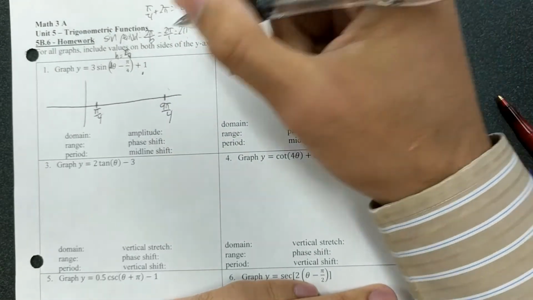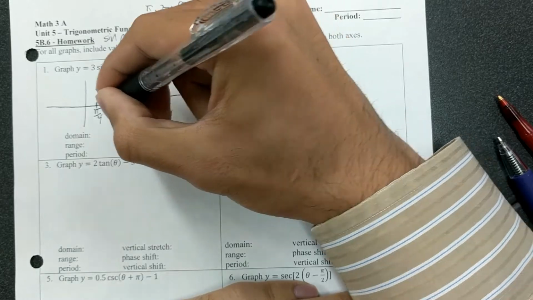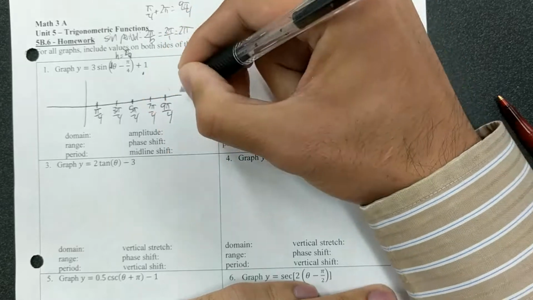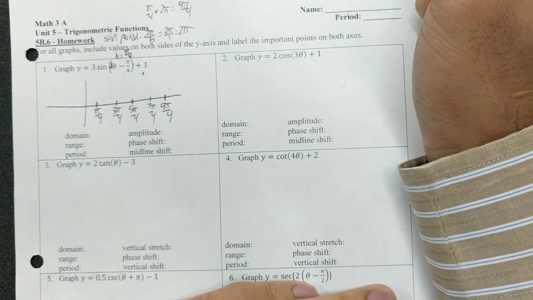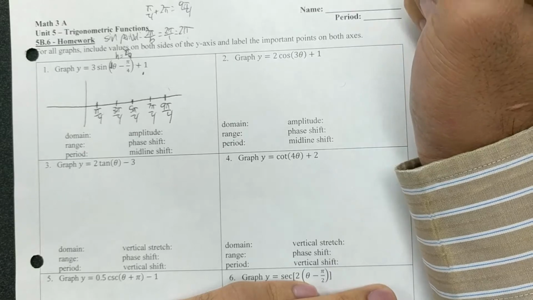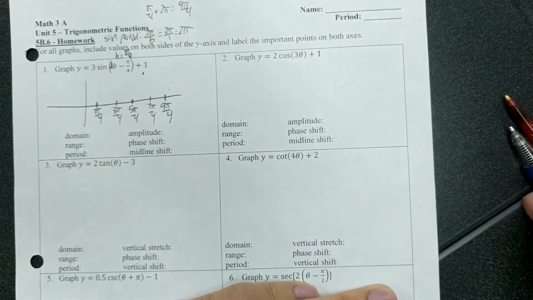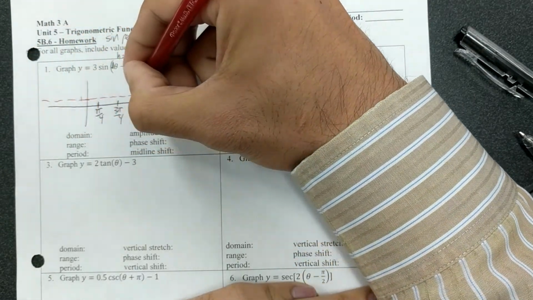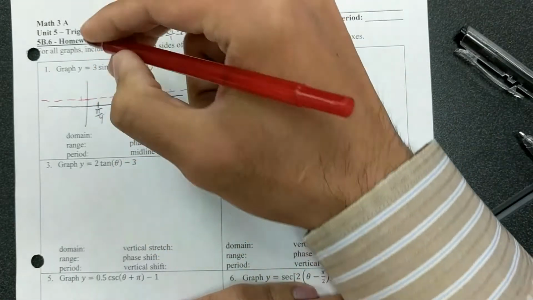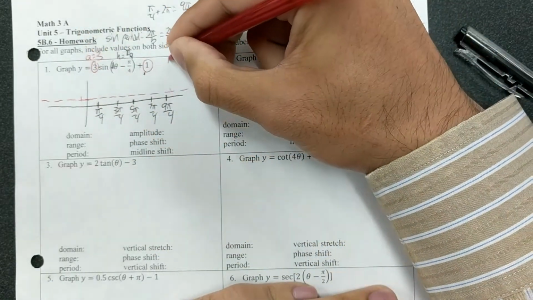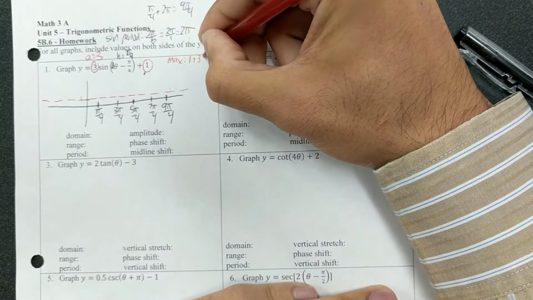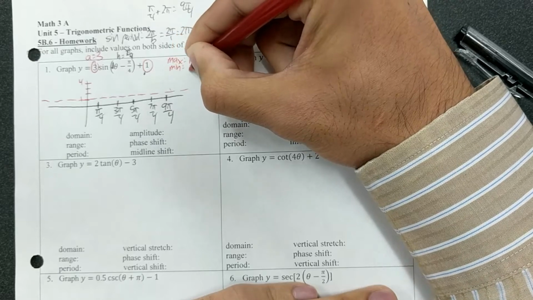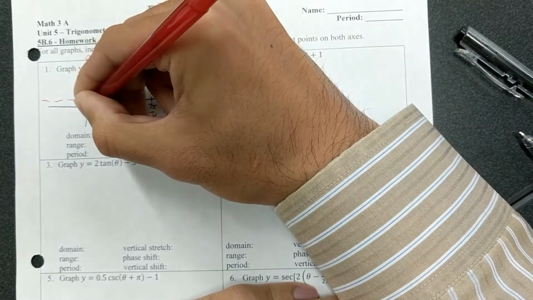Okay, and then I know that the halfway point is always important, as well as the 1/4 point and the 3/4 points. Okay, so here are my 5 important angles for this period. Next, I'll look at the y values. So the k value is 1, so the midline is at y equals 1. The a value is 3, so that means the maximum value, 1 plus 3, will be 4. And then the minimum value will be 1 minus 3 is negative 2.